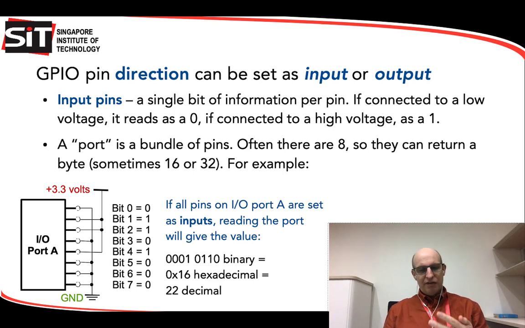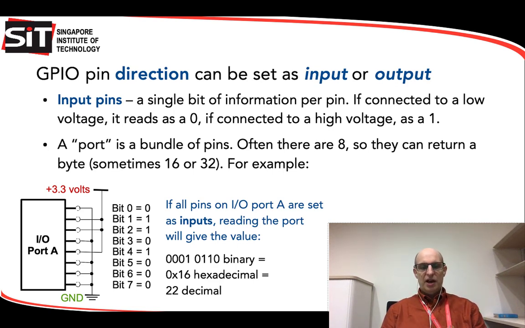If the pins are defined as input pins, then there's a single bit of information per pin. If the thing that's connected to that pin has got a high voltage, high means it's like 3.3 volts or something like that, above about 1 volt, then it will be read as a 1 inside the CPU. But if that pin is connected to ground or 0 volts, then it will be read as a 0 if the CPU reads it.